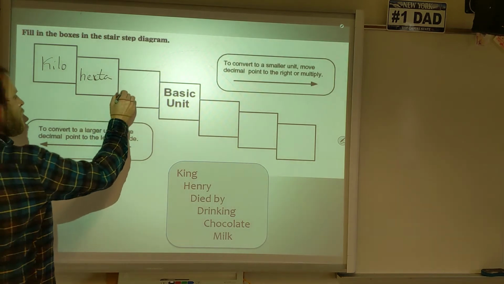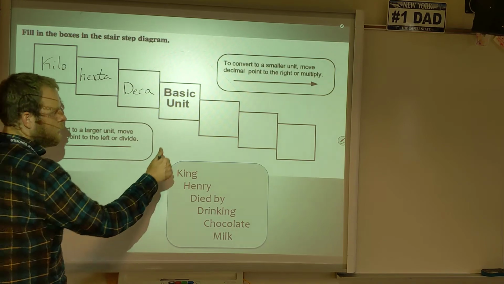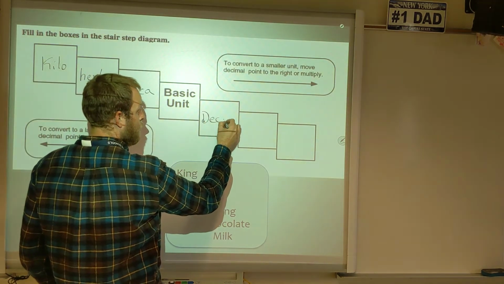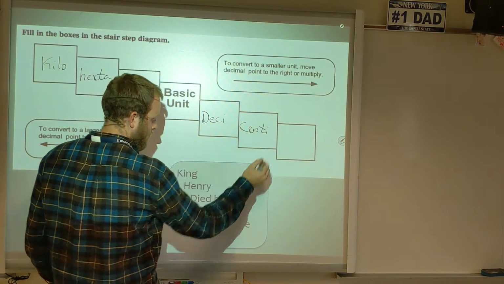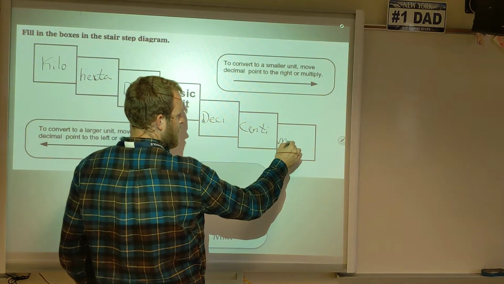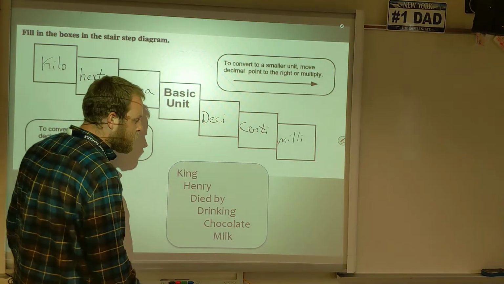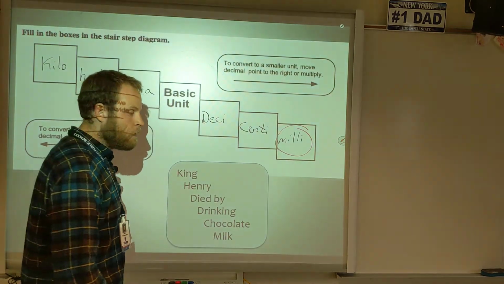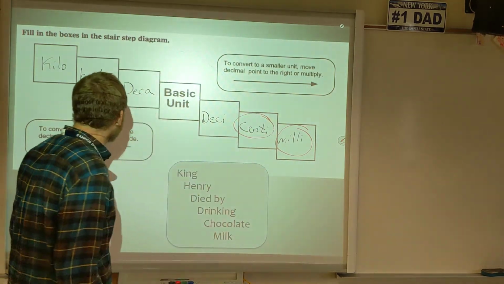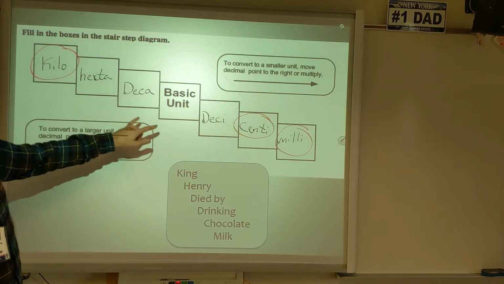D is for deca, with an A. Drinking, the other D is for deci. And then C is for centi. And milk is for milli. I misspoke. You have to know 3 of them. The 3 that you need to know are milli, so millimeter, centi, centimeter, and kilo. The ones in the middle here, we don't ever use.